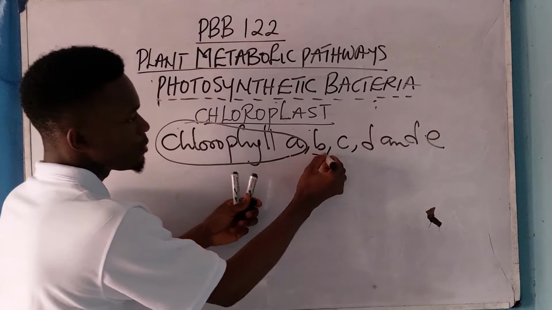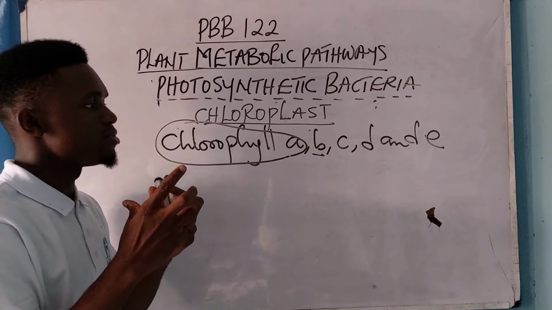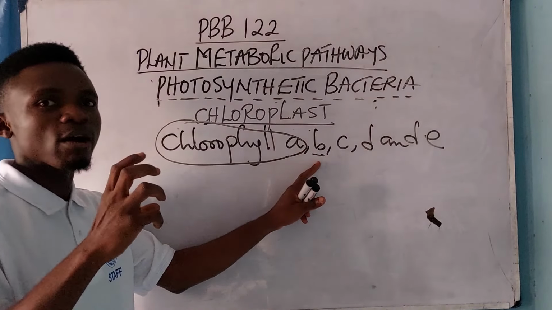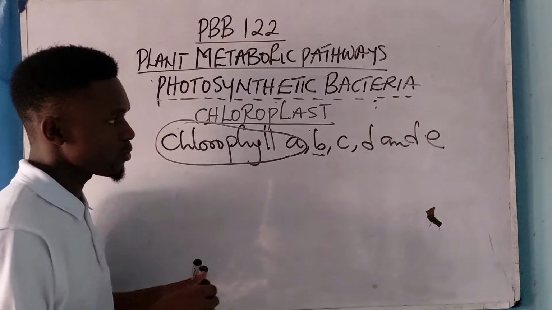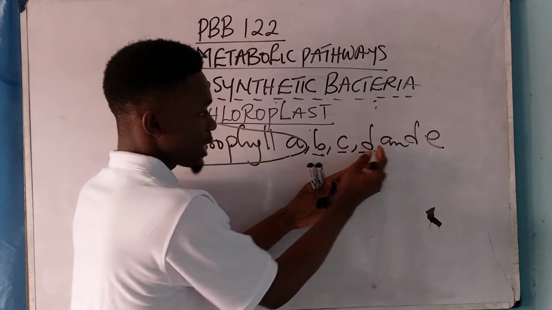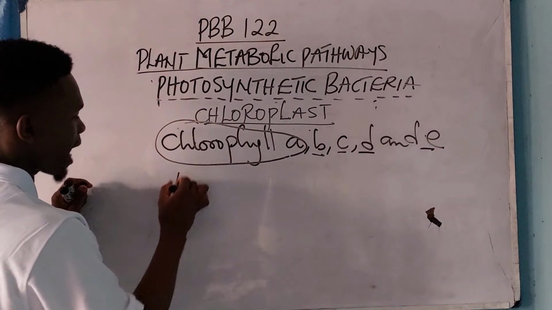Chlorophyll B may not be found in cyanobacteria. Listen. Chlorophyll B, D, and E are found only in algae.